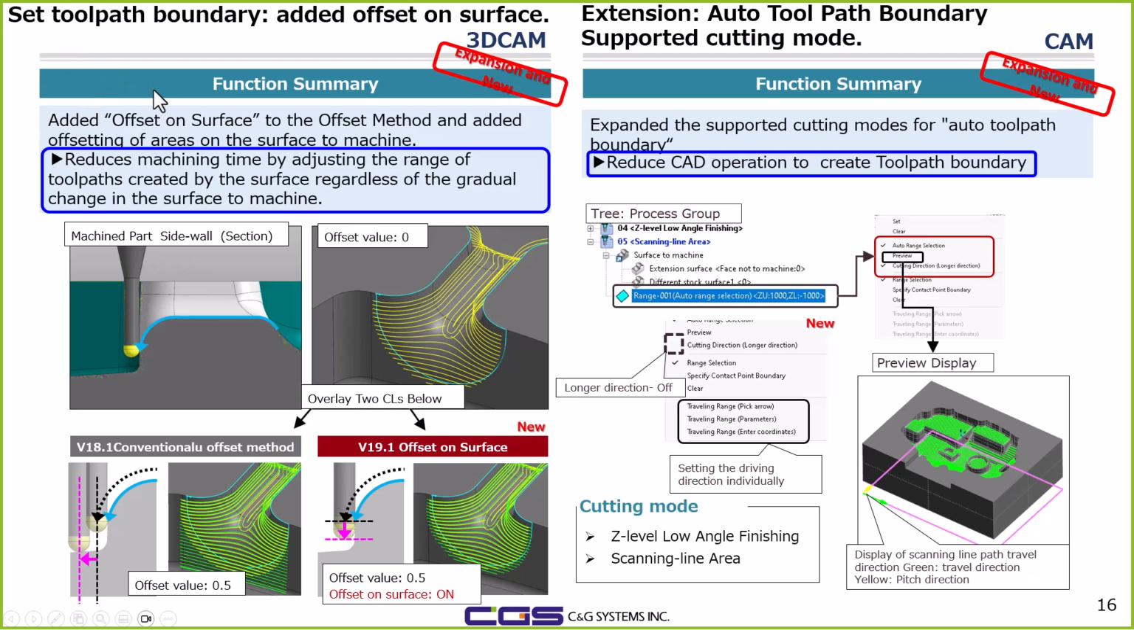You're now able to use offset on surface for the offsetting methods on certain programs. It will cut the overlap that's extra there, so you're not trimming it yourself. It will just offset it on the actual surface itself. For auto toolpath boundaries, Z-level, low angle finishing, and scanning line area have been added into the cutting modes that are able to use this.